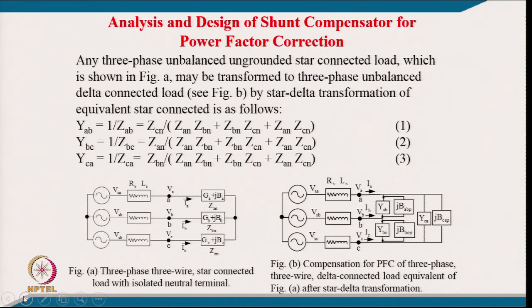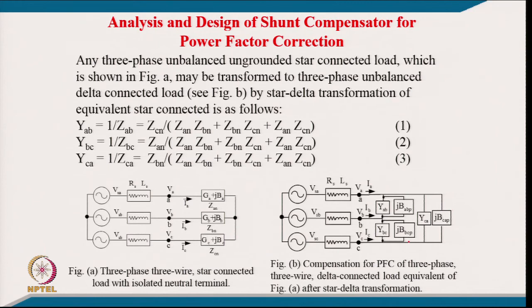But this neutral is not connected here. So, this is the isolated neutral. So, this unbalanced 3-phase star connected load can be converted to an equivalent delta connected load, which you can call YAB, YBC, YCA, and we can find these from these 3 relations which you would have studied in BTech first year course, conversion from star to delta. So, we get admittances of the delta equivalent from impedances, which we call ZAN, ZBN, ZCN. We put the values of these and can easily get the result.